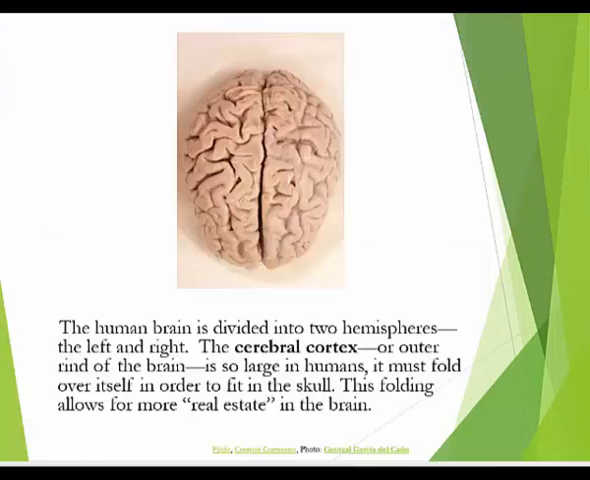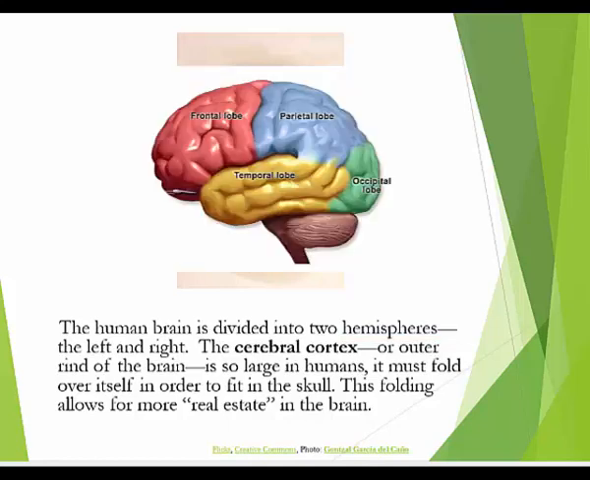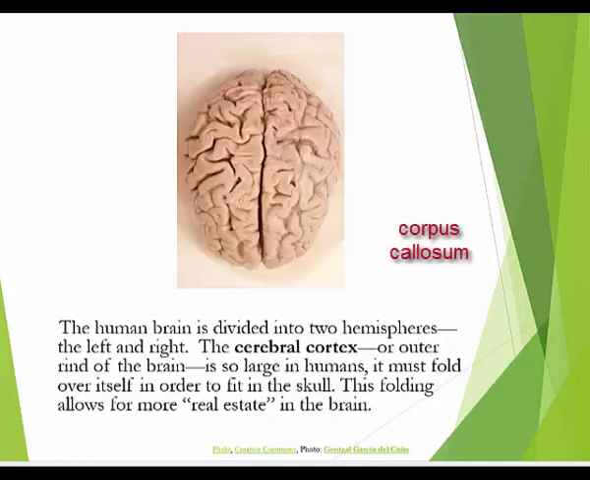The human brain, like all mammal brains, is divided into two halves, or hemispheres, which are referred to very practically as the left and the right hemisphere. Each hemisphere is further divided into different lobes: the frontal lobe towards the front, the temporal at the side, the parietal, and the occipital. The two hemispheres are connected by something called the corpus callosum, which we'll discuss in more detail in the next lecture. This structure is responsible for passing information between the two hemispheres.